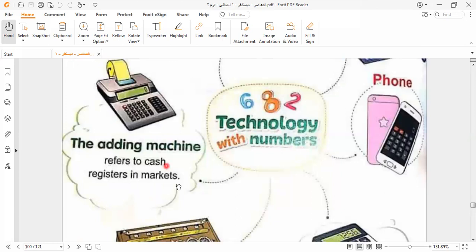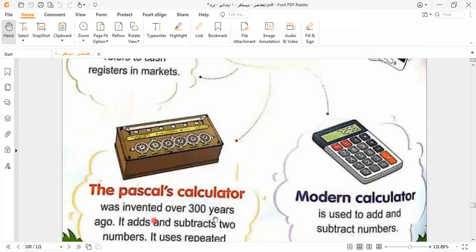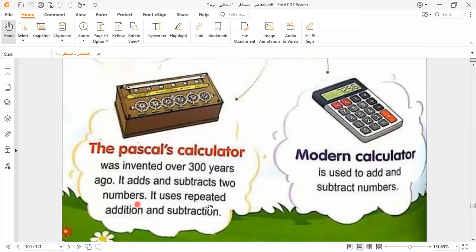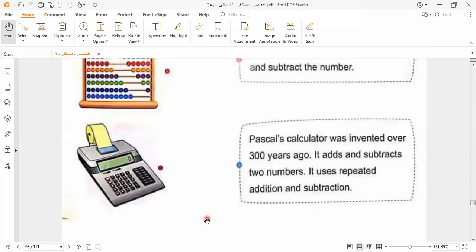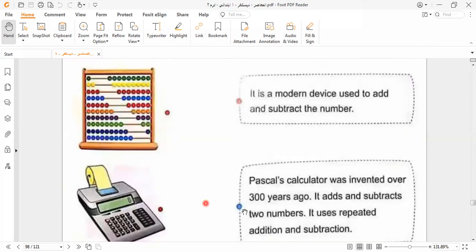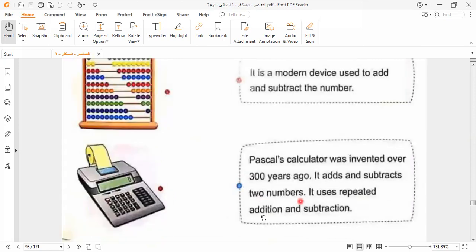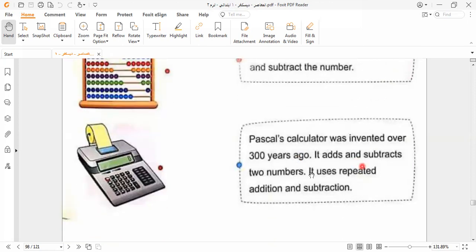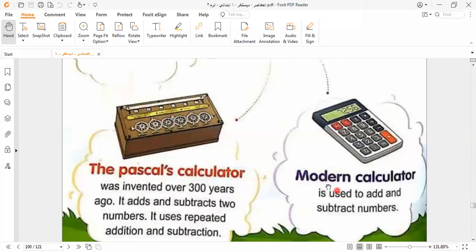It is like the cash register in the market. This is Pascal's calculator, invented over 300 years ago. It adds and subtracts two numbers. It is used to repeat addition and subtraction. This is an old way that was used in ancient times. This is an old machine that we used before.